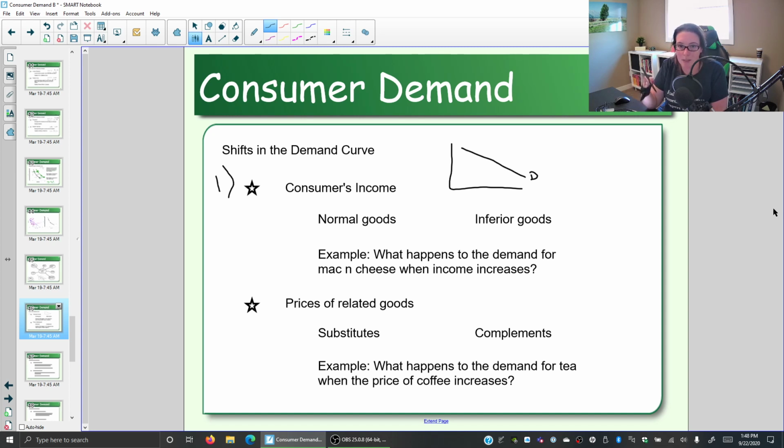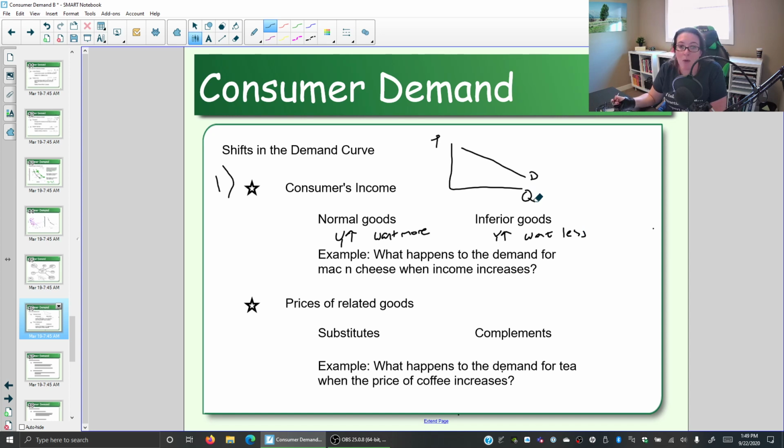So what happens to the demand curve? Well, it depends on whether you have a normal good or an inferior good. And in our previous videos, we defined each of these. So a normal good, when your income goes up, what happens? You want more. An inferior good, when your income goes up, that was the generics, the craft dinner, the public transportation. When your income went up, you want less. So we can look at this here on our graph.